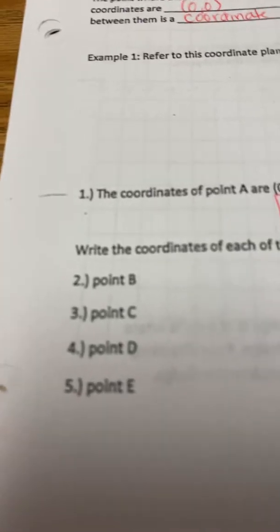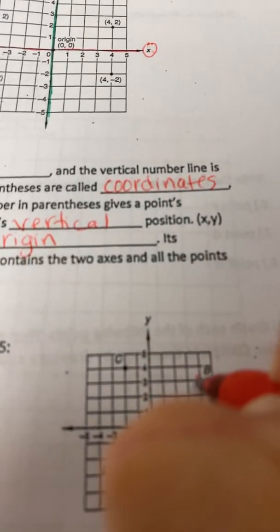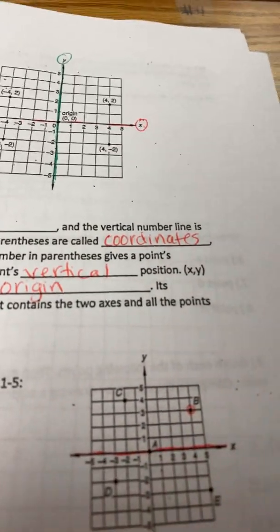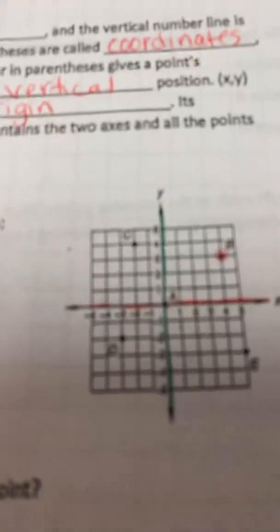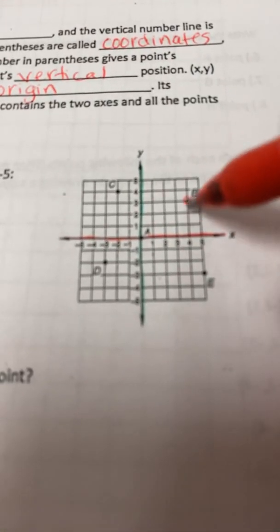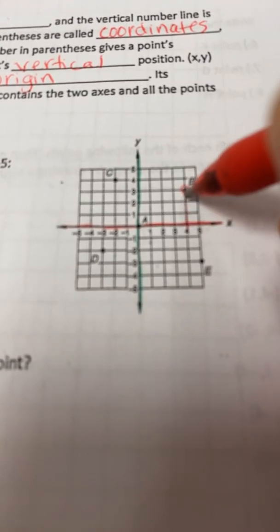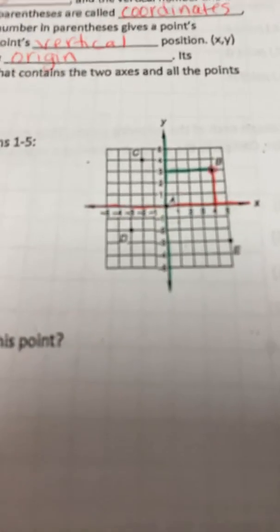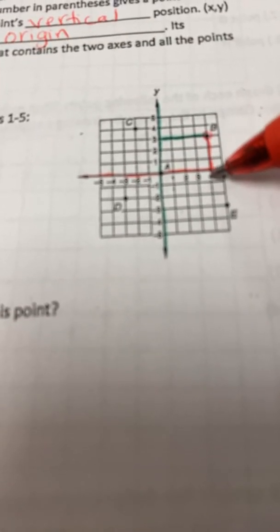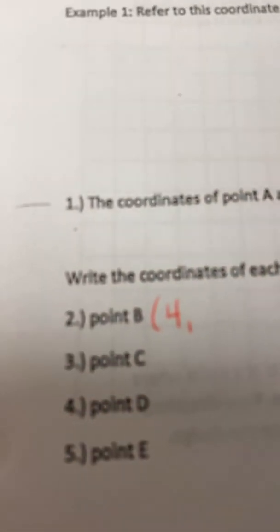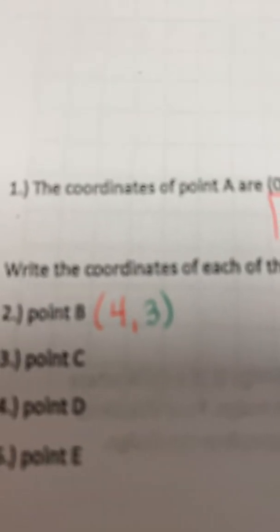All right, now they want us to write the coordinates of each of these points. So we're going to do point B first. So here is point B. Let's trace over this again with two different colors. And that might help you at home if you have a highlighter or something to trace over it that way. Okay. We can see that B lines up with 4 here and 3 here. And we always want to list the X first and then the Y. So we're going to say 4, comma 3. And I'll even do it in colors down here so you guys can see where those numbers come from.